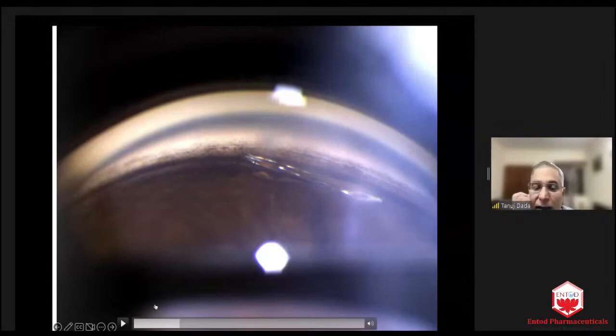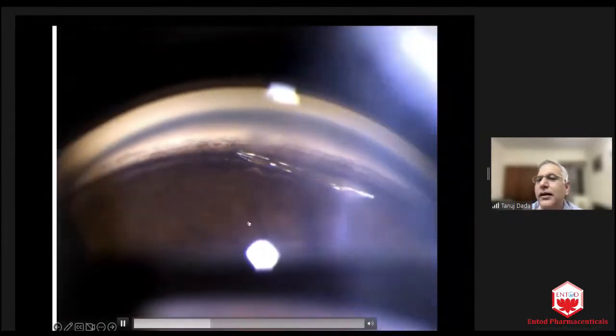Then somebody referred him, saying get a gonioscopy done by Dr. Tanuj. So this was the gonioscopy: the glass foreign body in the angle. He was playing badminton, the opponent hit the shuttlecock, and a splinter of glass hit him. So I had to do gonioscopy and then, under Swan Jacob gonioscopy, remove this glass foreign body.